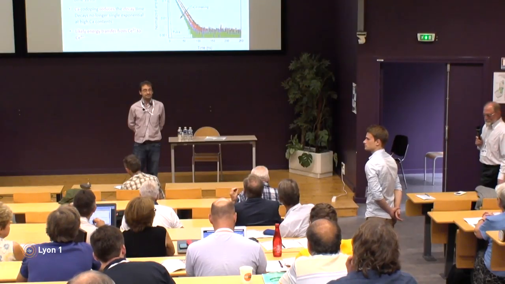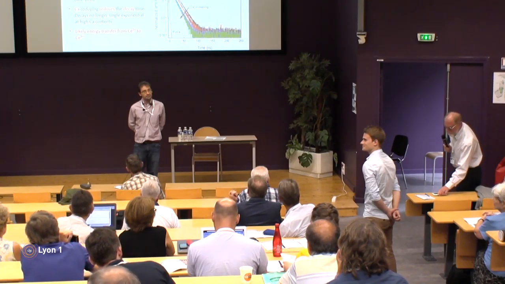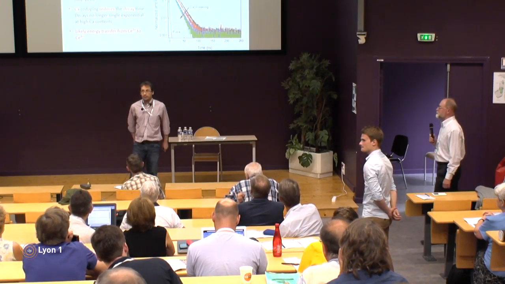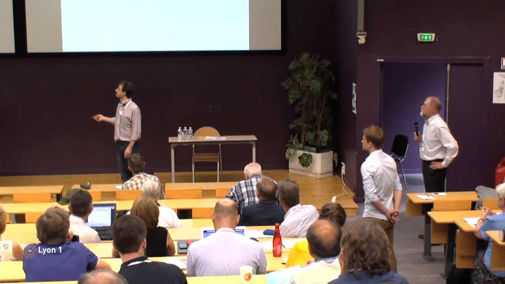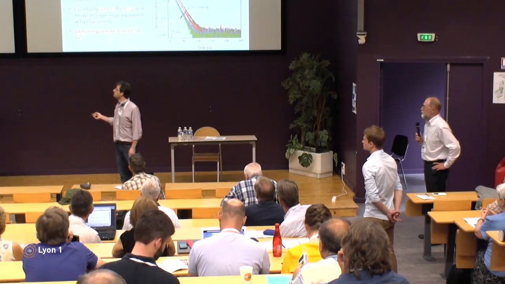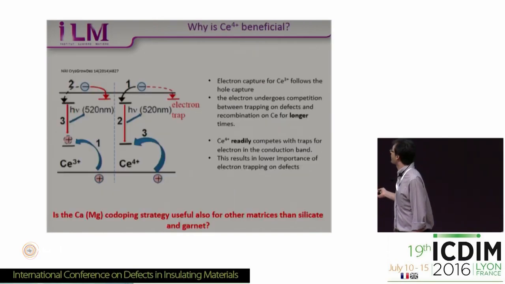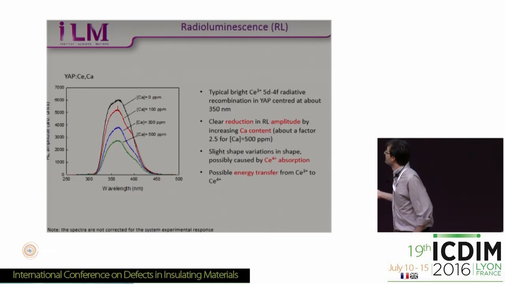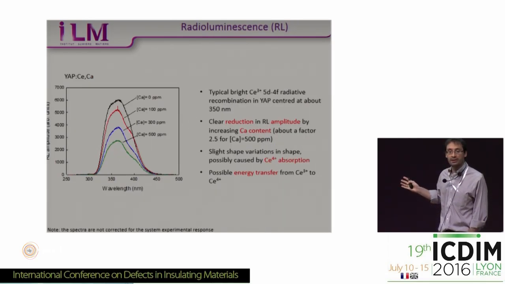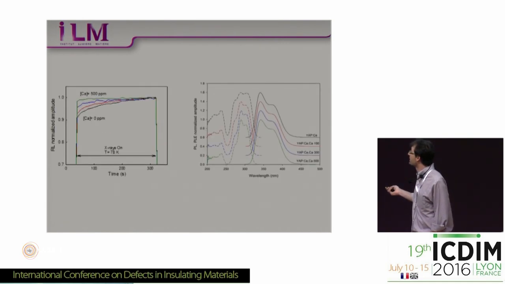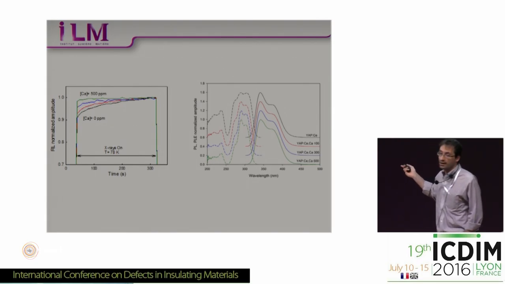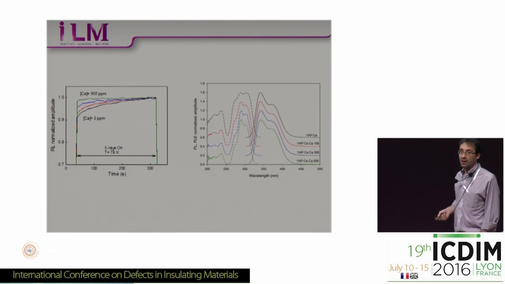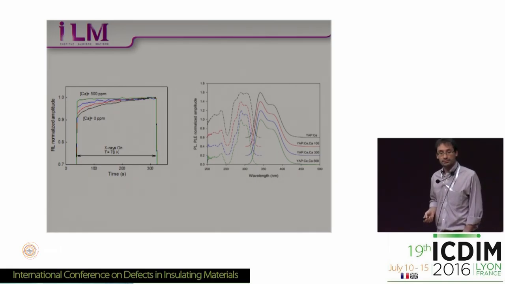And the last question. Thank you so much for your very nice presentation. Did you see a difference between emission spectra without calcium and with calcium? Well, in radioluminescence, we do see some differences, but unfortunately, the spectra are not corrected, so I'm not really going to comment on this. If we look at the photoluminescence instead, which is still not corrected, we actually have the same spectral emission. No, we don't see any shift to the red.